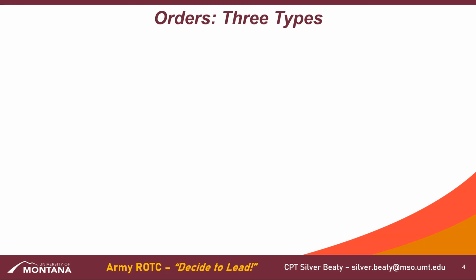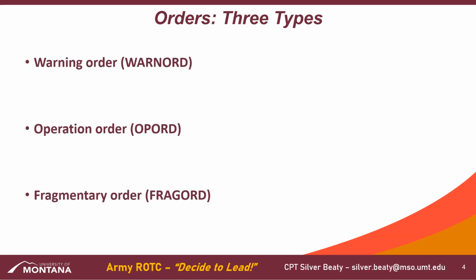There are 3 types of orders. We have the warning order or WARNORD. You might also hear it called the WARNO. We have the operation order or the OPORD. And then we have the fragmentary order, also known as the FRAGORD or FRAGO. Now I have these in order this way because this is typically the order that you would actually get these. You would first get a warning order, then an operation order, and then a FRAGORD.